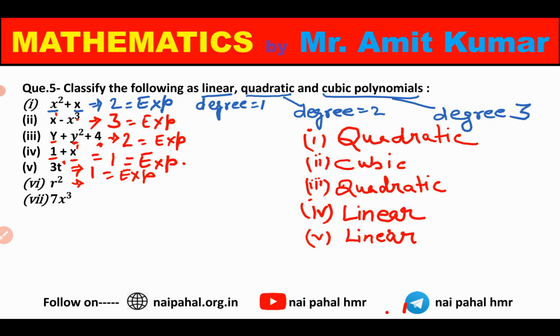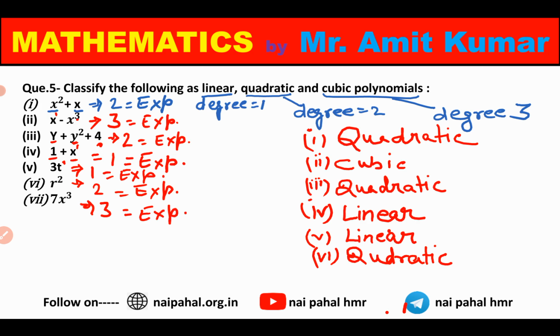In the next case where we have 2 as exponent, if the exponent is 2, then we may write it as a quadratic polynomial. If we have 3 as exponent, then we may write this is a cubic polynomial. I hope it is very clear to you.